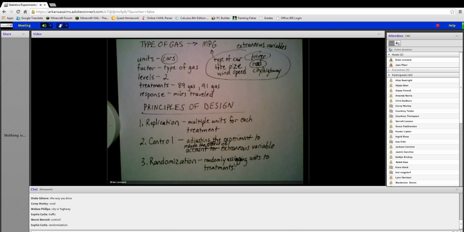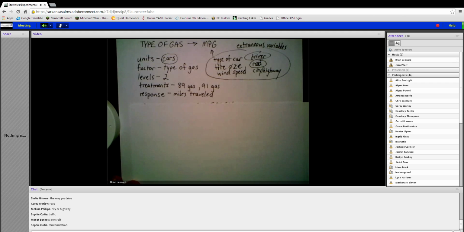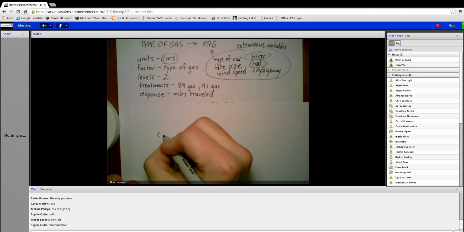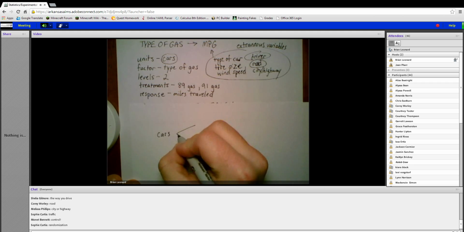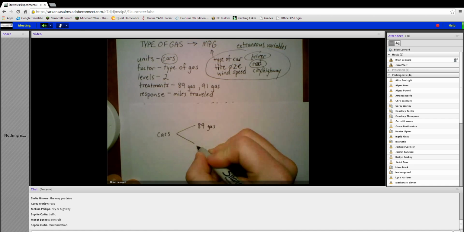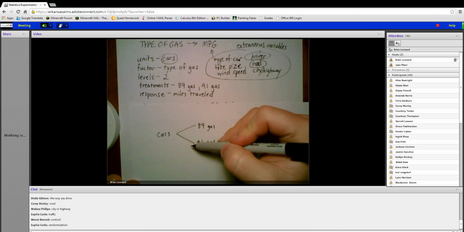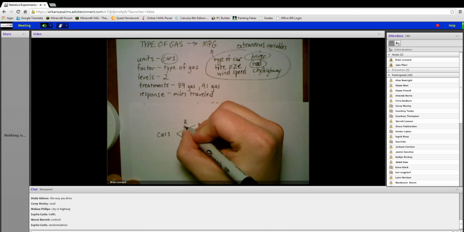I tell my students, we diagram this stuff. So if I diagram this experiment real quick, I've got my cars, and I'm going to assign them to the 89 gas and the 91 gas. And the key is, I do this in a random way.